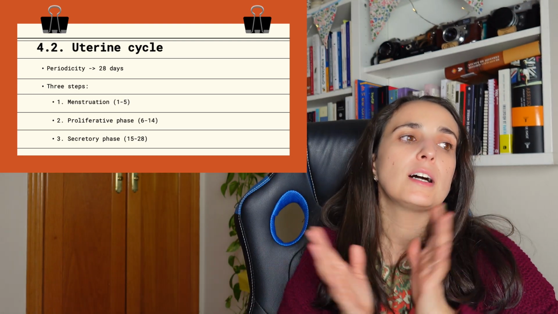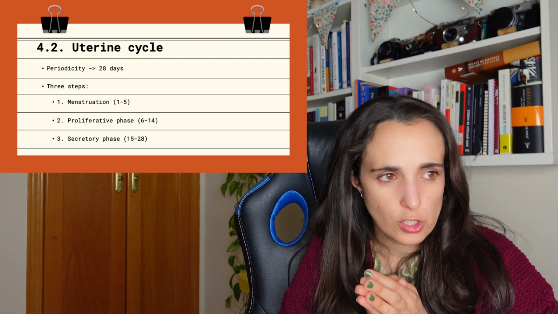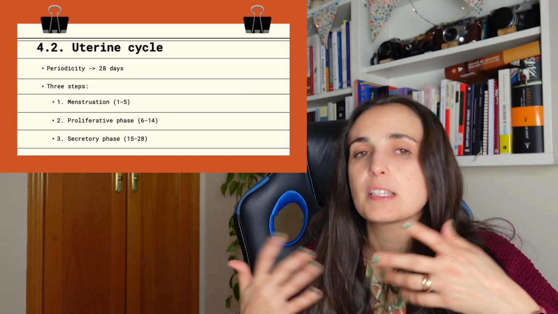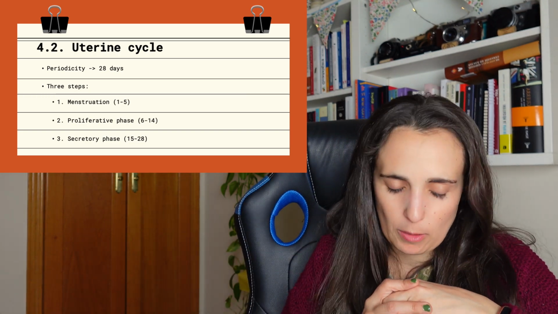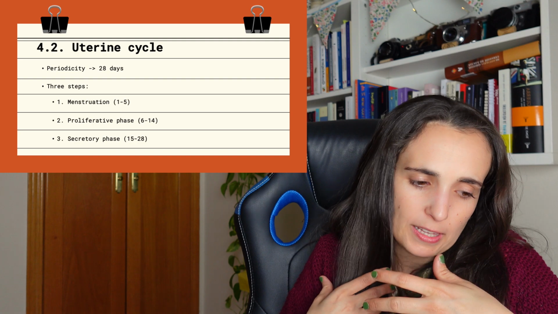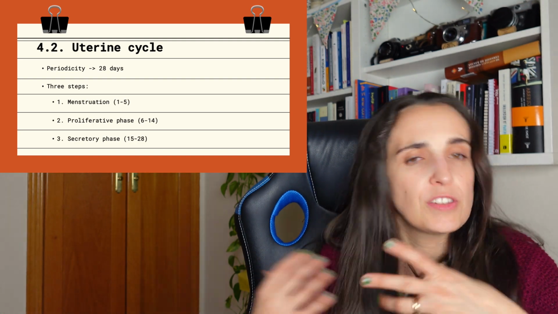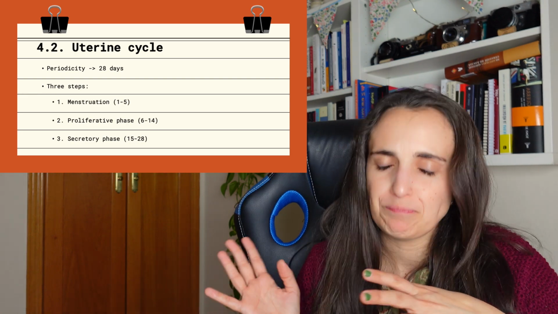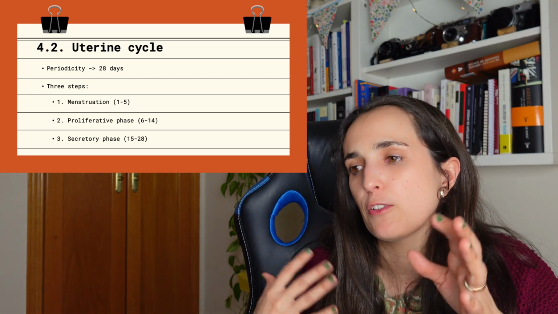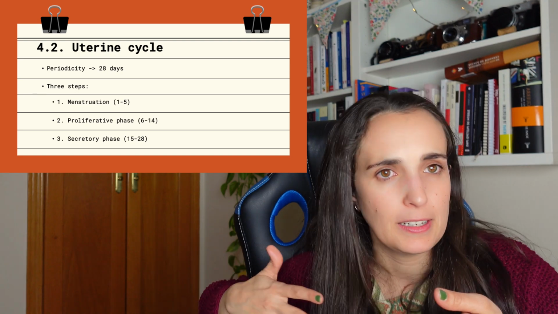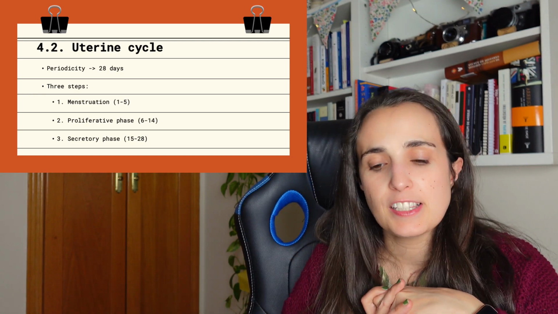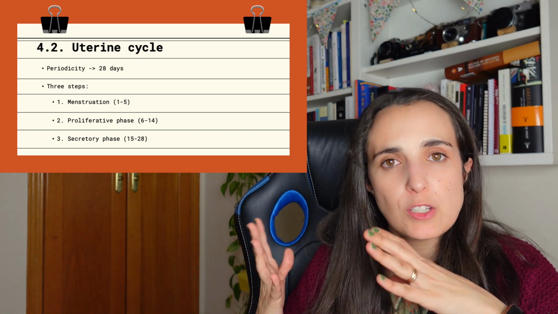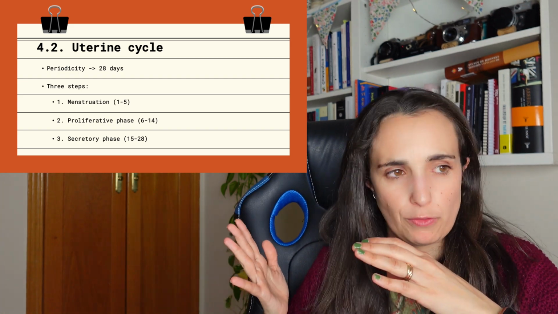Okay, so 3 steps also: menstruation from day 1 to day 5, sometimes 7, or even more. They are longer when you are younger. Okay, and when you get older, they get shorter. So let's say from 4 to 7 days of bleeding is normal. This is the menstruation phase, and will happen at the same time as the first week of the follicular phase.